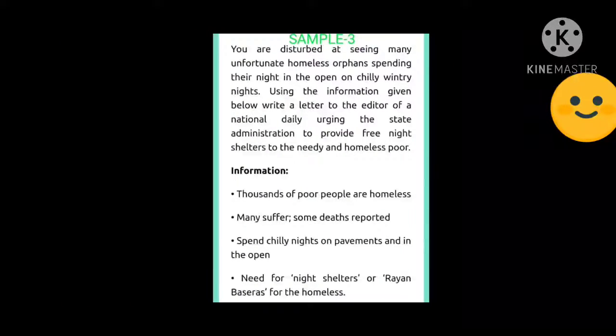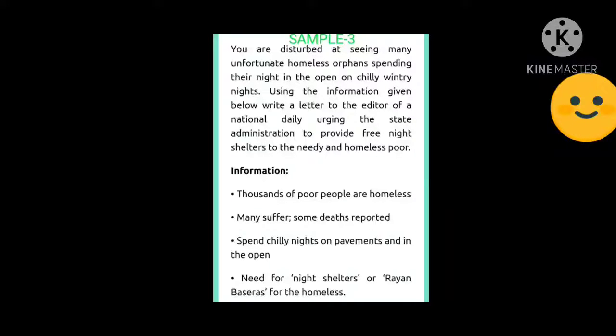Next, let us see one more sample. You are disturbed at seeing many unfortunate homeless orphans spending their night in the open. See, spending their night in the open on chilly wintry nights, means extremely cold conditions. Using the information given below, write a letter to the editor of a national daily urging the state administration, means the responsible local authorities, to provide free night shelters to the needy and homeless poor.